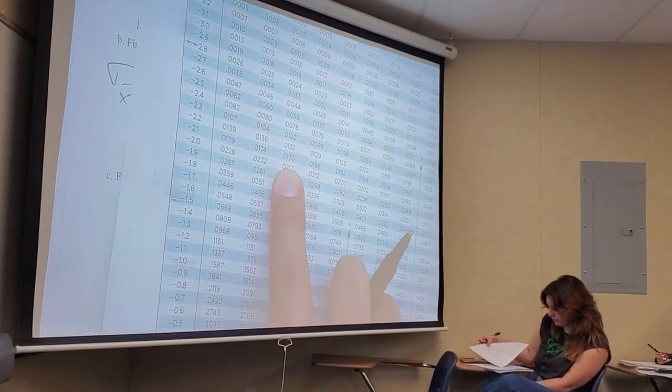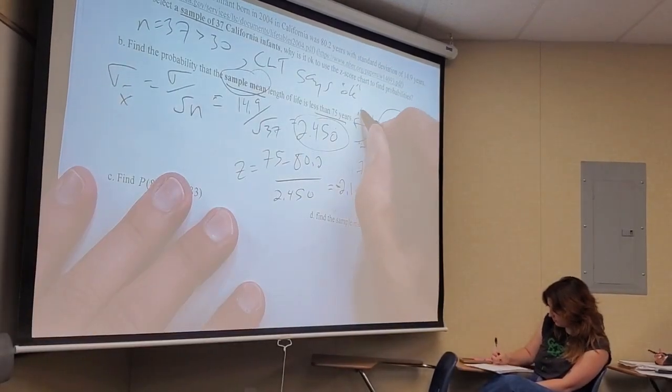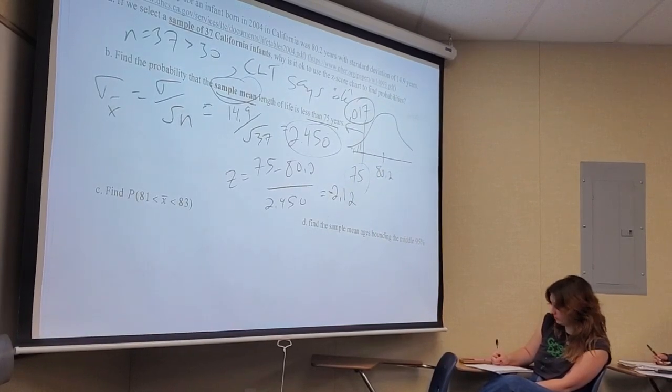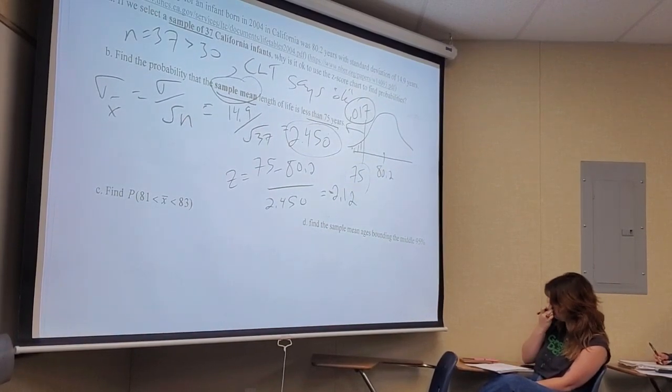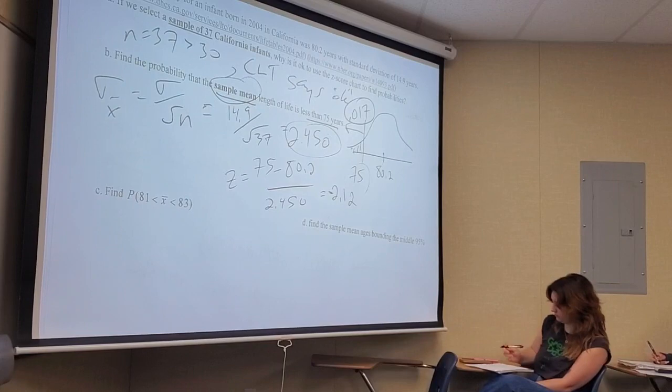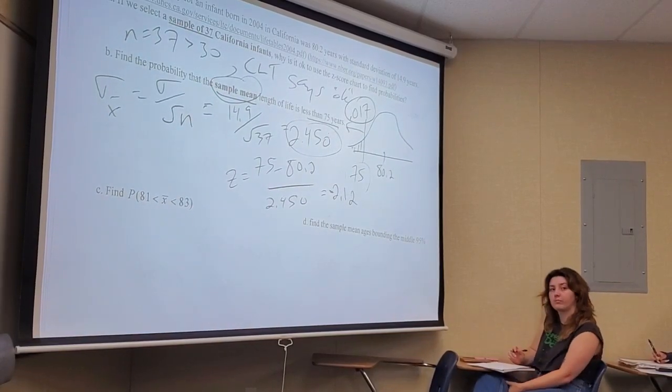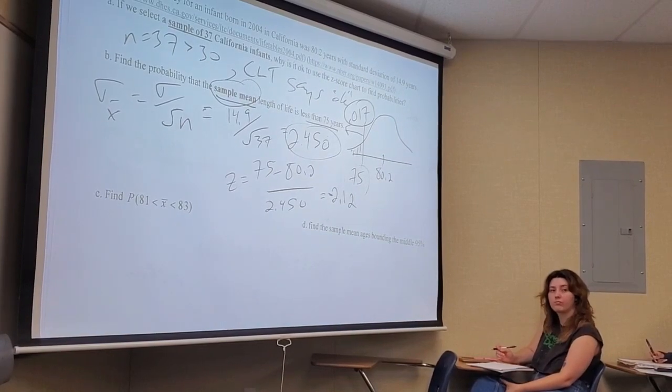And I just get 0.017. There's a lot of... Whee! And that kind of makes sense. If I take a group of 37 infants, their life expectancy average should be close to the actual average. Okay.